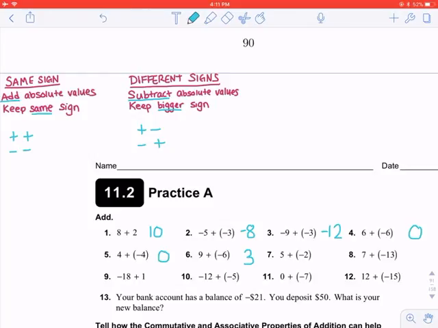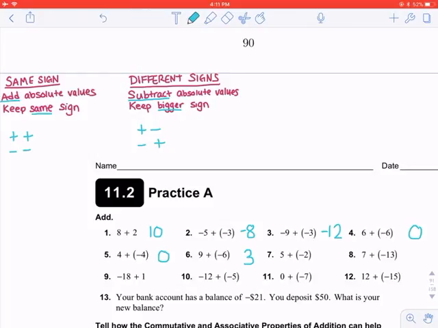Then step 2 is to keep the sign of the bigger number. So we have to ask ourselves, is 9 bigger or is 6 bigger? We pretend it's positive 6. 9 is bigger, and 9's positive, so the answer is going to be positive 3. The bigger one will win. Pause the video and try number 7.